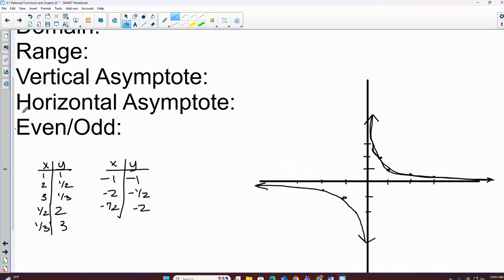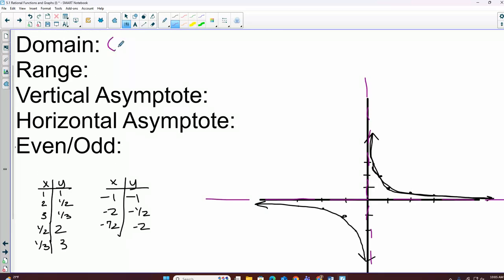So this is what's called the reciprocal function. And what we can see is there's an imaginary line here and here that we are getting closer to, but we'll never actually hit those lines. Those are the asymptotes of this graph.